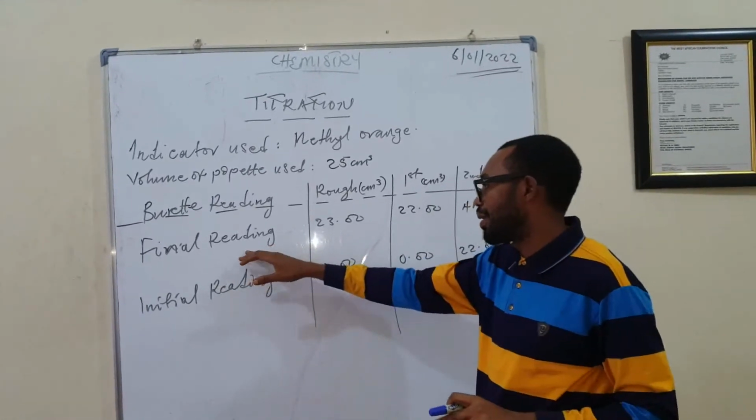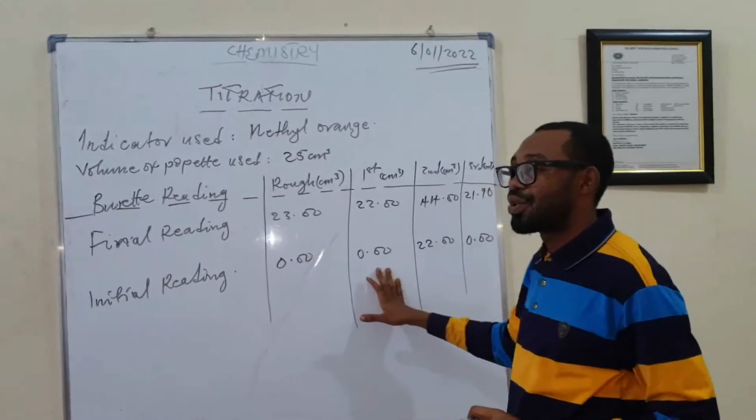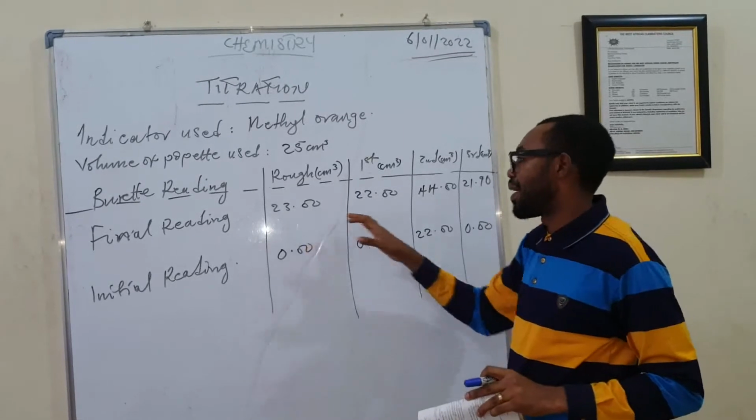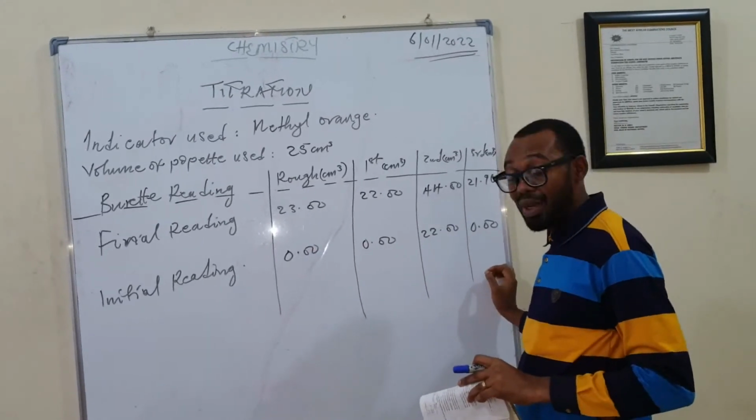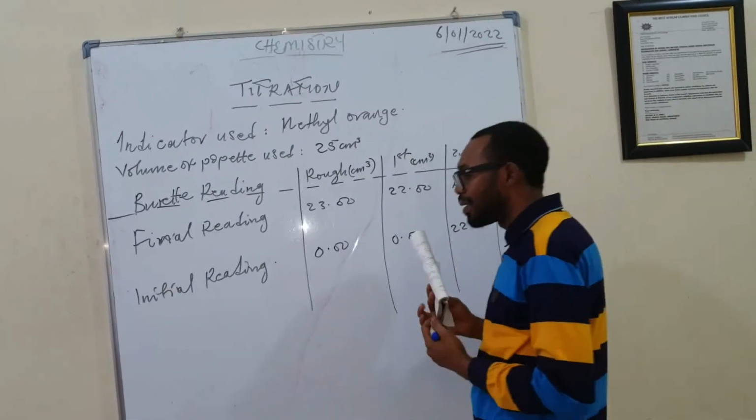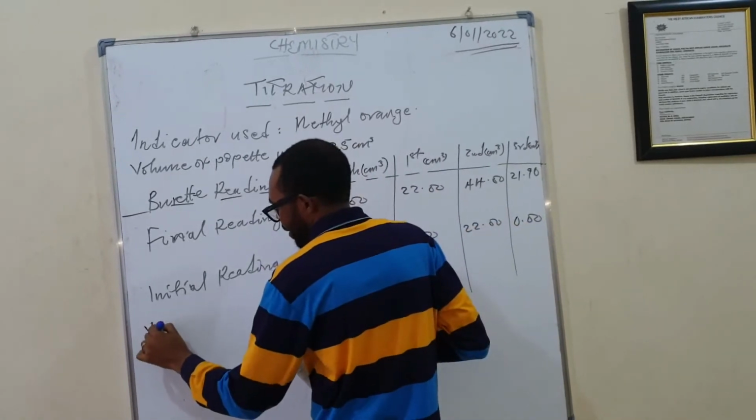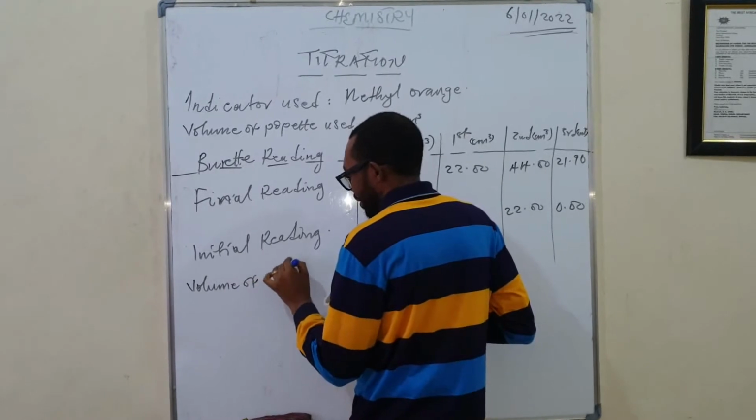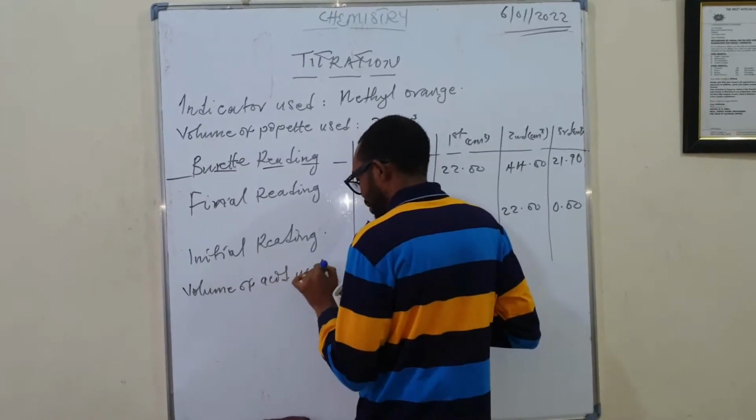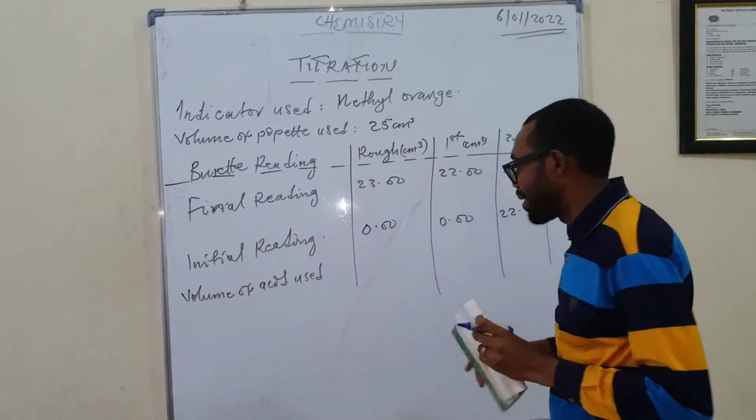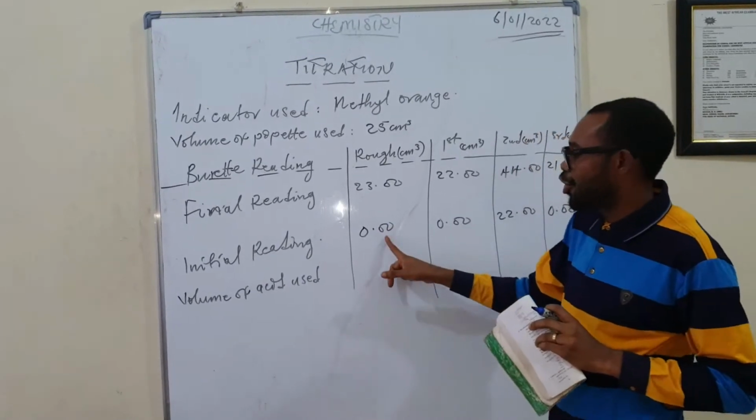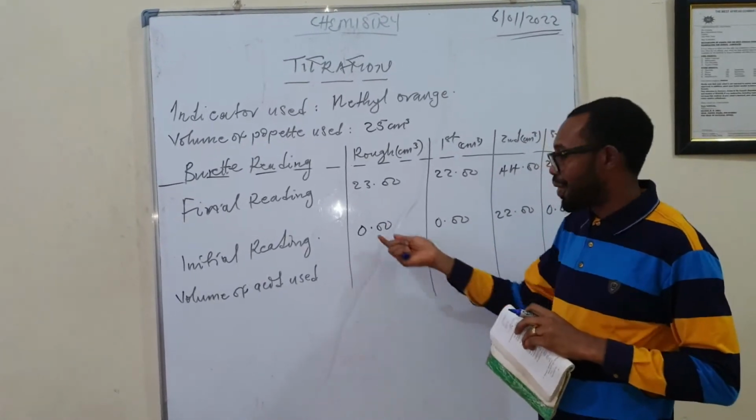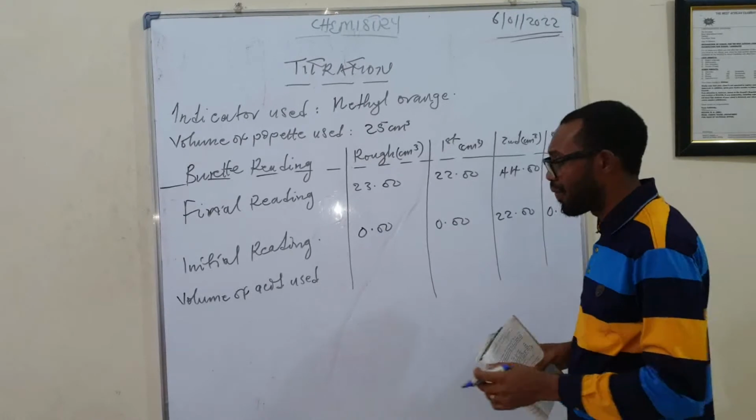The initial reading is from 0.00, and then the final readings for each of the titrations you're going to carry out. Then the next thing is the volume of acid used. Volume of acid used is when you subtract the initial from the final. You take away the initial from the final, you have the volume of acid used.